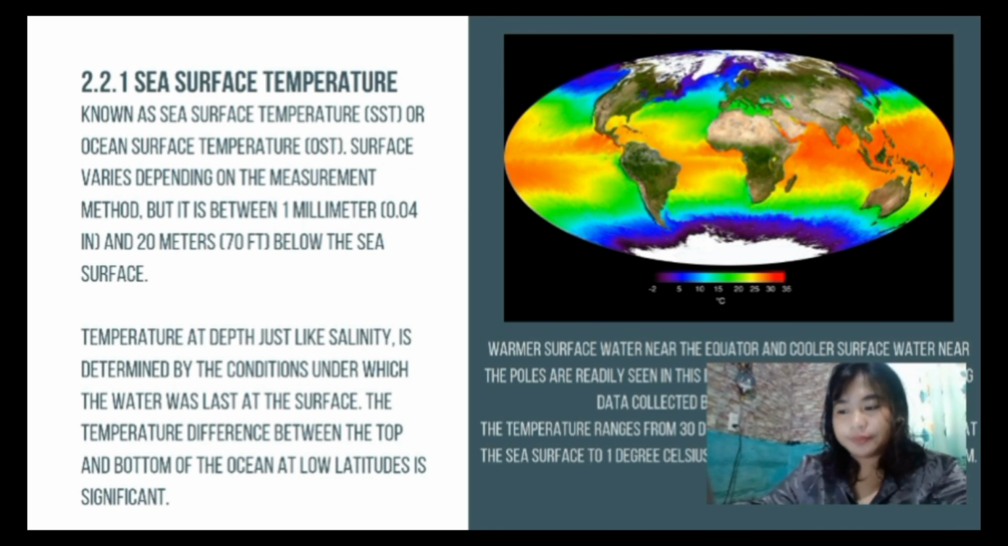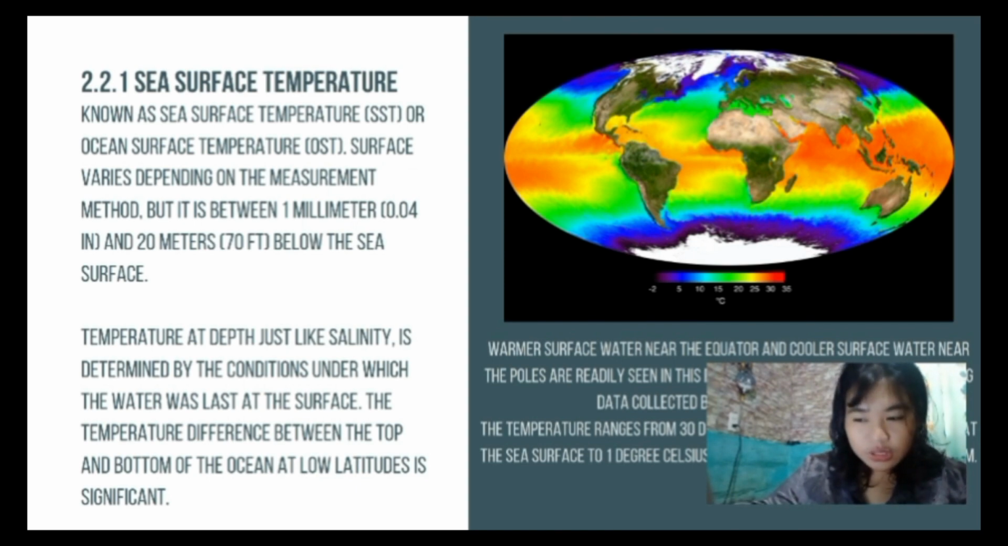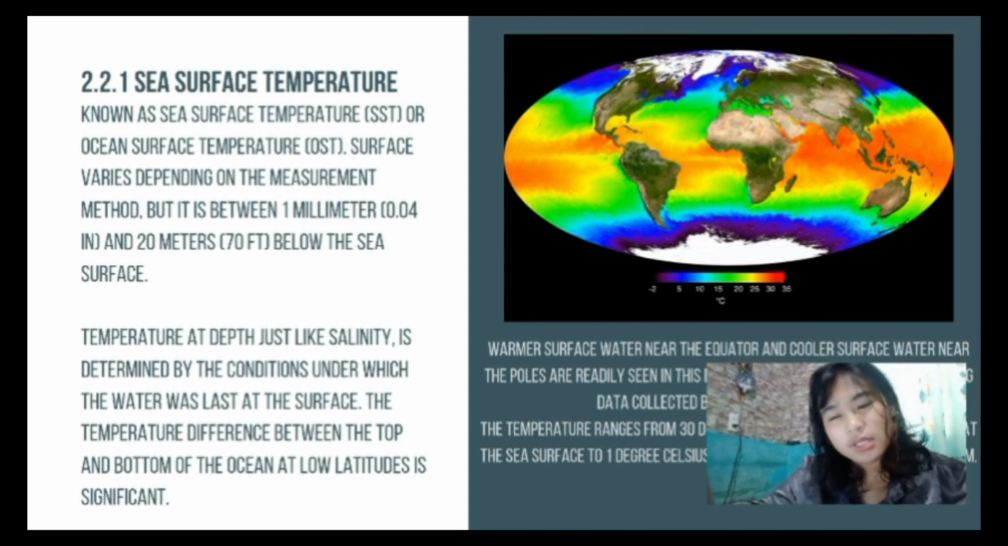the warmer surface water near the equator and the cooler surface water near the poles are readily seen in this photograph. This image was created by a satellite in May 2001. As you can see here, the temperature ranges from 30 degrees Celsius to 1 degree Celsius.